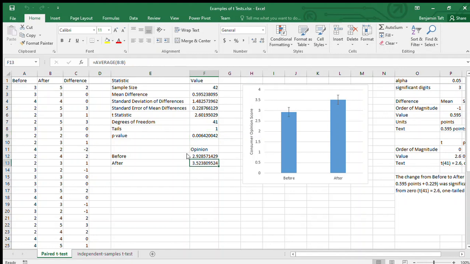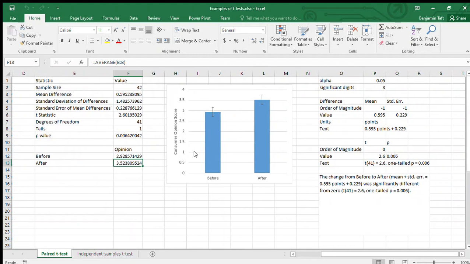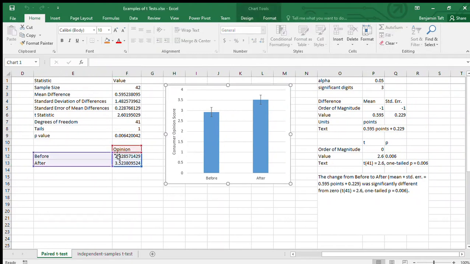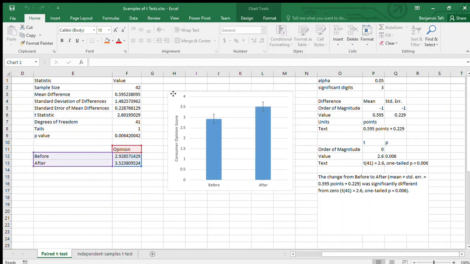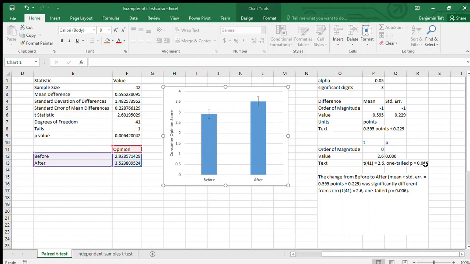And then I made some stuff here for the graph. The graph uses this to make its picture. It comes up with some error bars too, which I believe are hidden behind the graph. No, they're over here. This is where the standard error is calculated, so that's where it gets the standard errors from.